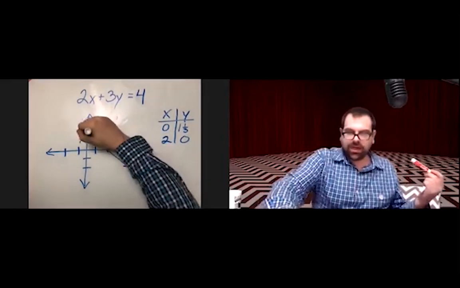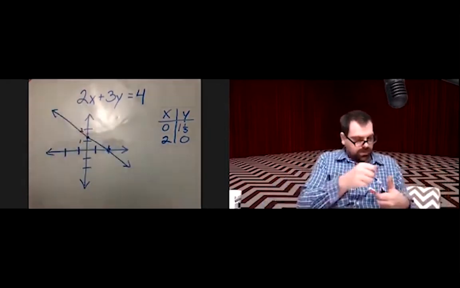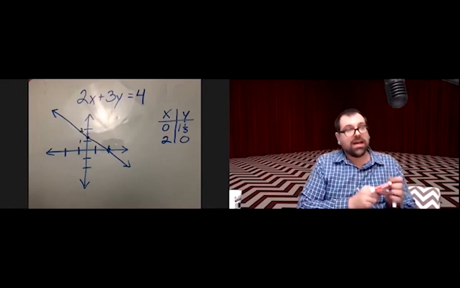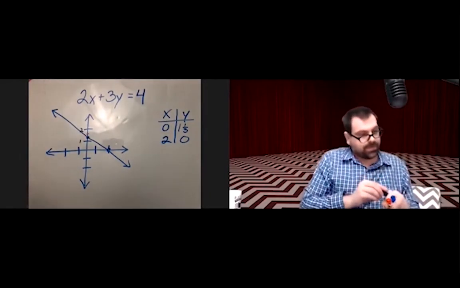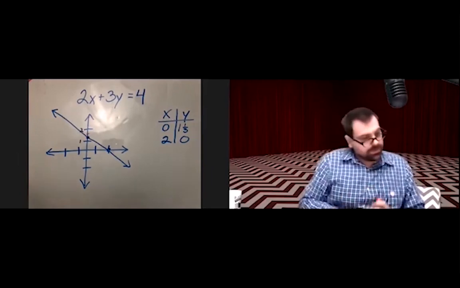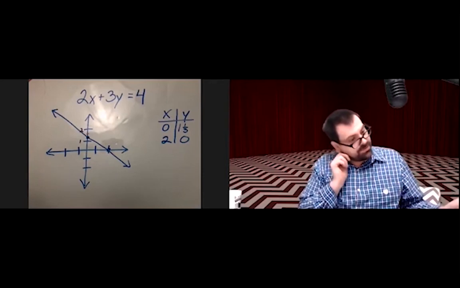And then use your straight edge. You just fold up a piece of paper. Use your straight edge to draw the line between those 2 points. So that's how you'll plot intercepts.